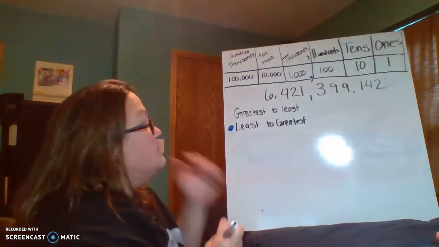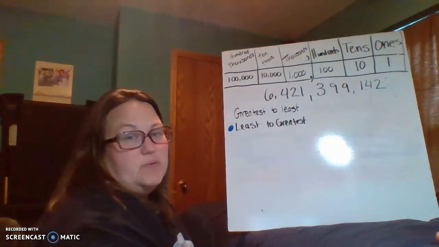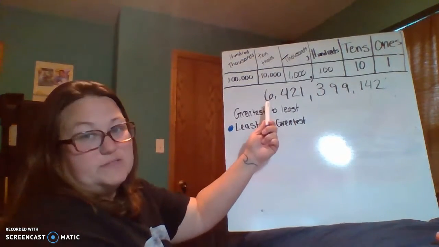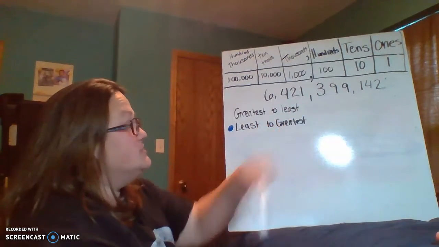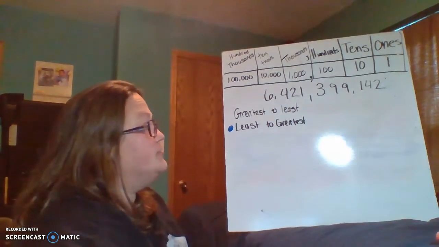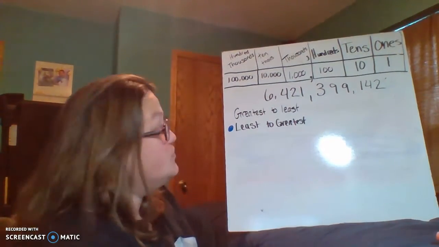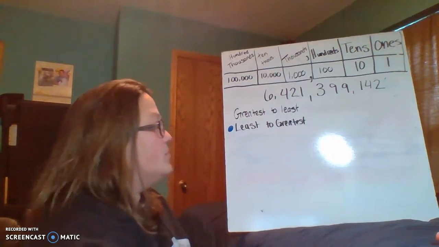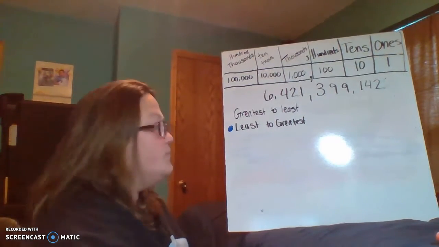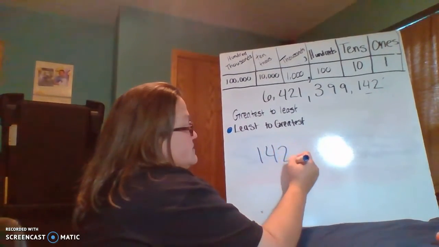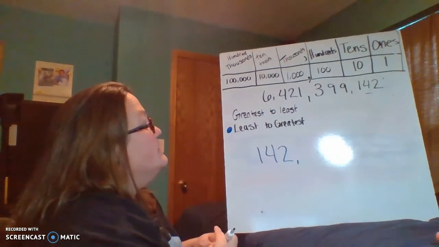So 6,421. Obviously that's our largest number because it goes all the way to the thousands place and not just the hundreds. So let's move on. 399, 142. Now we know that 300 is more than 100, so 399 is not the smallest number or the number with the least value. So 142 is our smallest number.